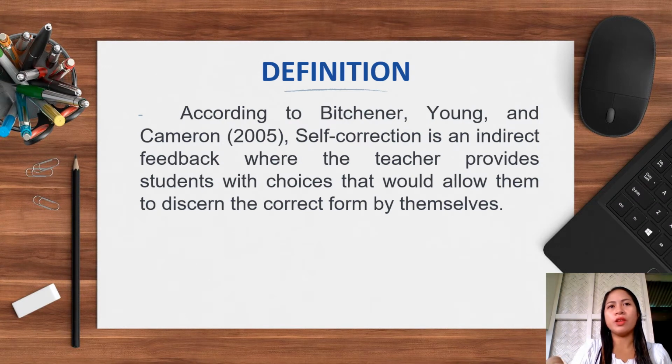According to Bichner, Yang, and Cameron, 2005, self-correction is an indirect feedback where the teacher provides students with choices that would allow them to discern the correct form by themselves.